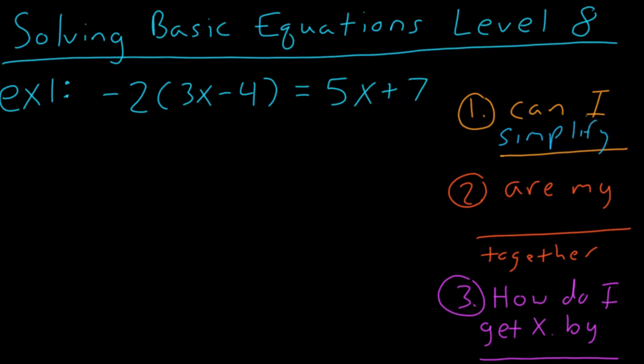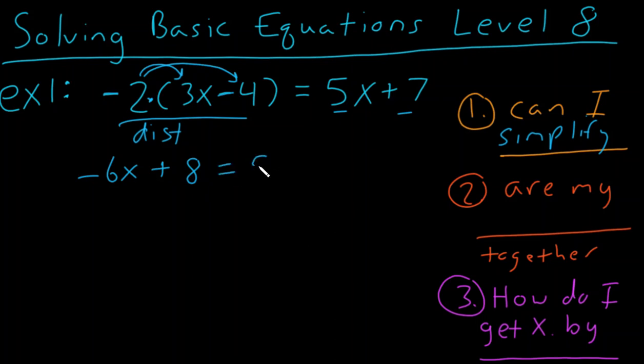Well, on the left side, we see this negative 2 outside the parentheses, and we know that we can distribute. Yeah, so we can simplify. Negative 2 times 3x is actually negative 6x. Negative 2 times negative 4, a negative times a negative is a positive, and 2 times 4 is 8. And then, of course, we can drop all that because it can't be simplified any further. Okay, check. Let's look at our second question.